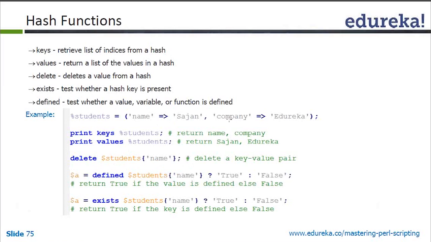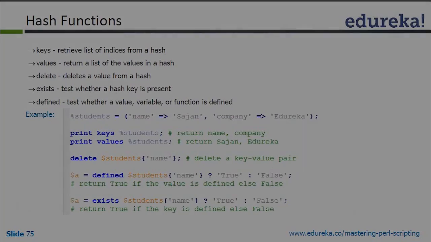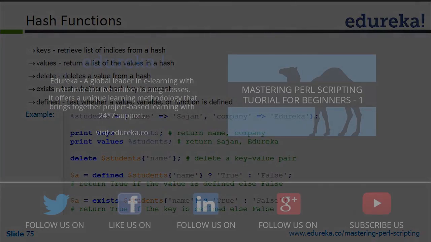And exists tests whether a hash key is present. So what does it mean? If defined student's name, true or false. You can see there is a ternary operator which says that if it is defined, then it is true, else false. Okay, if this record exists. Again, the second thing is if exists student name, true value. So true if the key is defined. The first one is for value and the second one is for key.